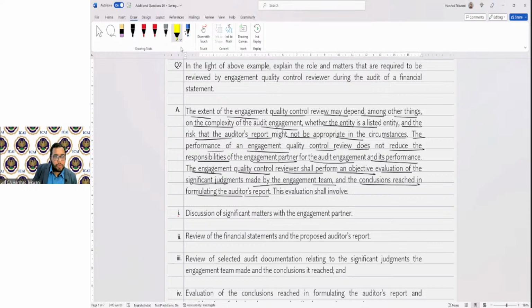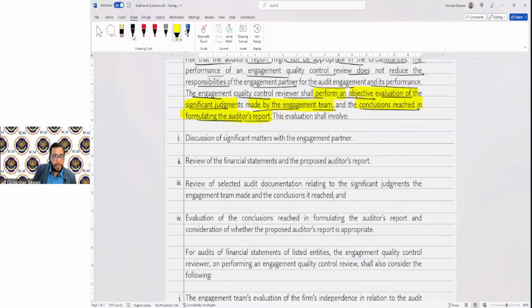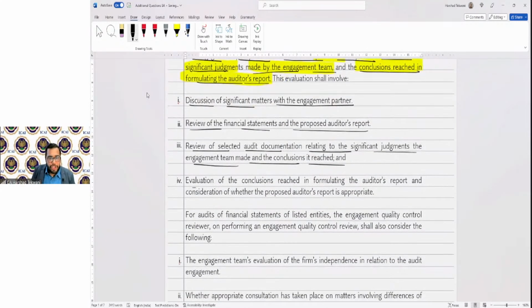So, what is the role of the engagement quality control reviewer? He shall perform an objective evaluation of the significant judgments made by the engagement team and the conclusion reached in formulating the auditor's report. This may involve discussion of the significant matters with the engagement partner, review of the financial statements and proposed audit report, review of selected audit documentation relating to the significant judgments the engagement team made and the conclusion it reached, evaluation of the conclusions reached in formulating the audit report, and consideration of whether the proposed auditor's report is appropriate. See, discussion of significant matters with the engagement partner.